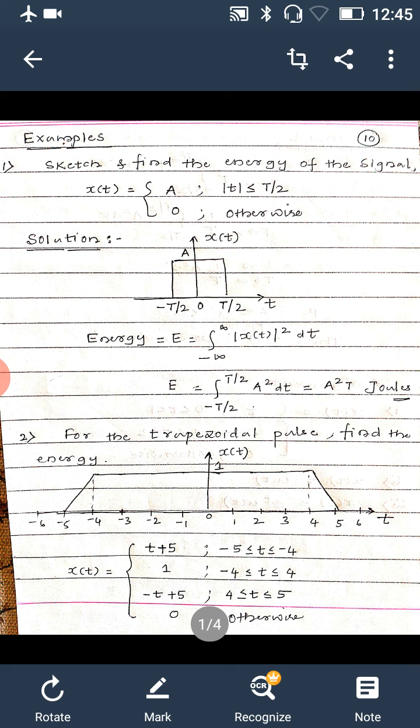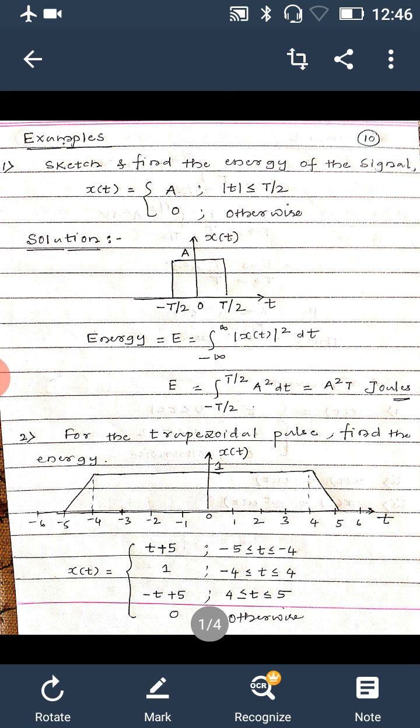The integration of 1 is t, and after applying the limits it is T by 2 minus of minus T by 2, so T by 2 plus T by 2 is equal to capital T, and the constant term is A square, so the final result will be A square T joules. And this A square T is a finite quantity, hence the energy of the signal is finite. Therefore we can conclude the given signal is an energy signal with A square T joules.